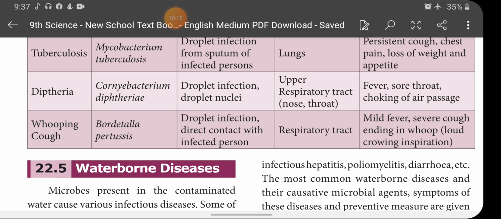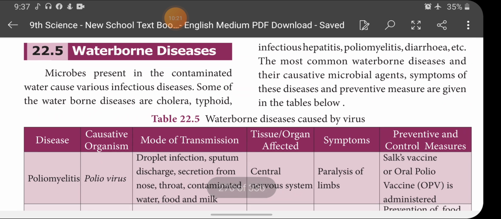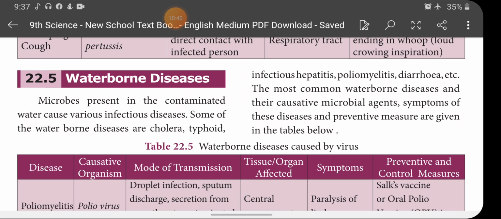Okay. Next we are going to see waterborne diseases, so that you can understand what is meant by waterborne disease. The disease which is spread by contamination of water is called waterborne disease. Microbes present in the contaminated water cause various infectious diseases. Some of the waterborne diseases are cholera, typhoid, infectious hepatitis, poliomyelitis, diarrhea, etc. The most common waterborne diseases and their causative microbial agents, symptoms of these diseases and preventive measures are given in the table.